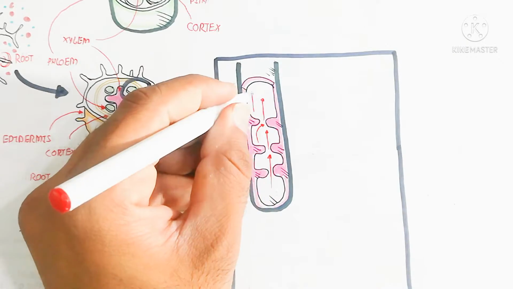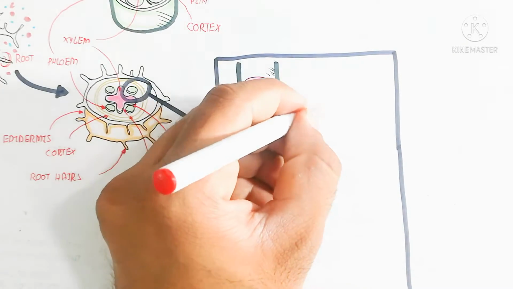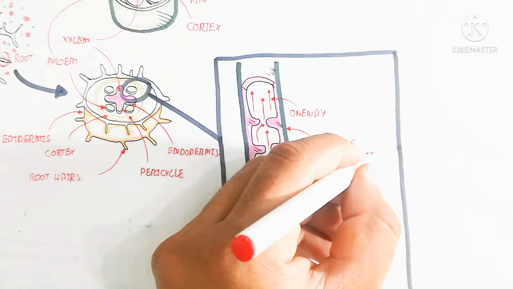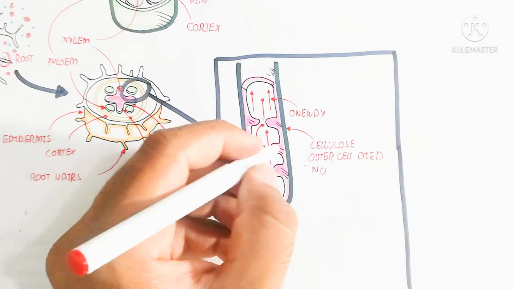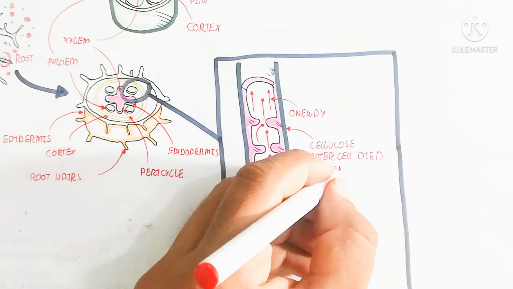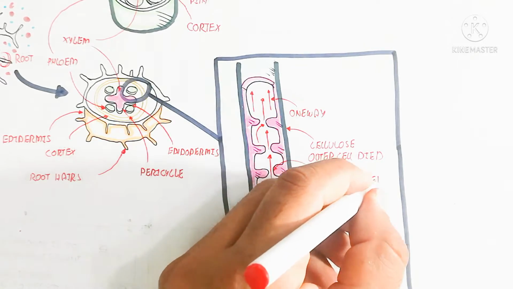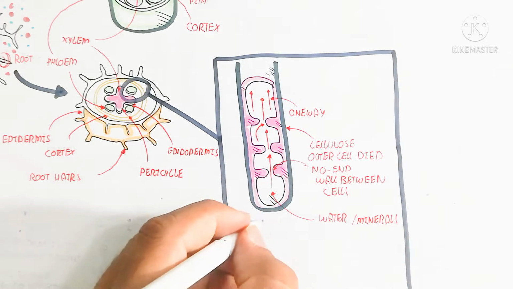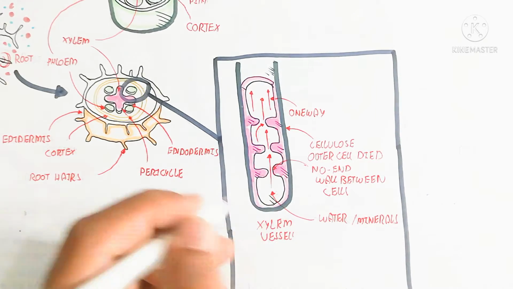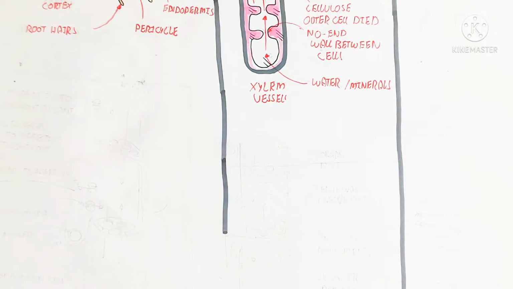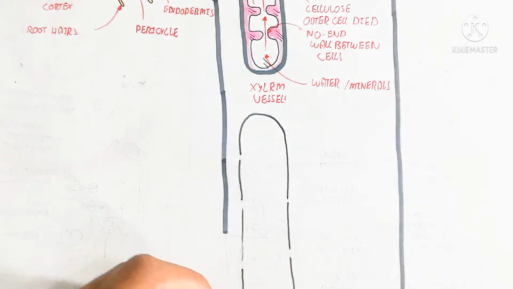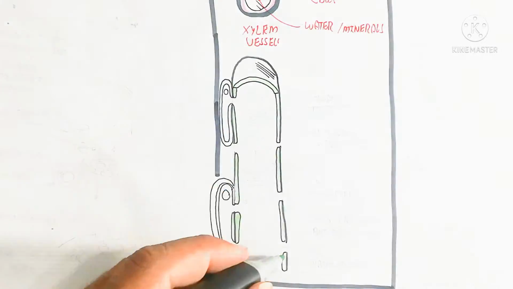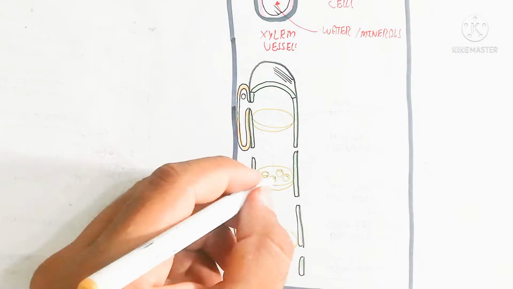Let's begin to understand the xylem vessel first. The xylem is a dead tissue. Why? Because it deposits cellulose and lignin. In this way, it is a one-way pathway, not two-way, for example from the root to the shoot system, for water conduction. The cells are dead, with cellulose outside and no end wall between the cells. This is water and mineral conduction, and the tissue used for water and mineral conduction is known as the xylem vessel.